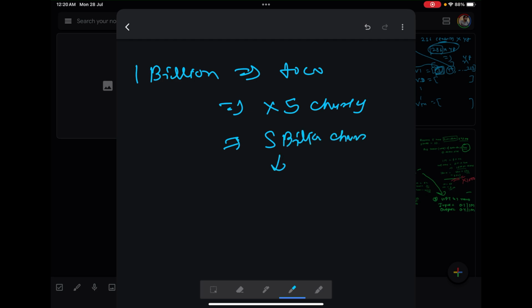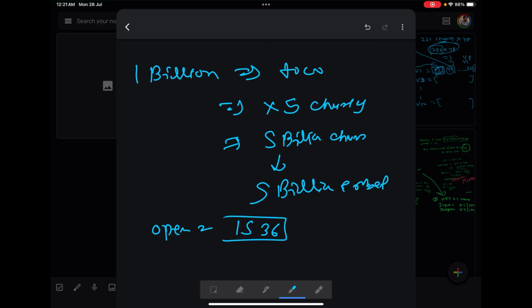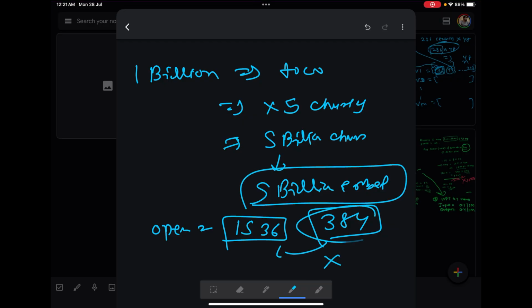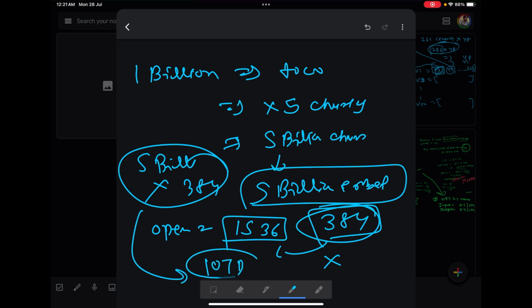This 5 billion chunks will give rise to 5 billion embeddings, and OpenAI's embedding takes a dimension of about 1536, which is much more than 384 which I assumed in this video. So it's about 5-fold. Now assuming 5 billion times 384, if you do this calculation, it would be about 10 terabyte. And if I assume the OpenAI's embedding, it would be 5 times more, that is 50 terabyte. So I hope you understand the scale of the problem.